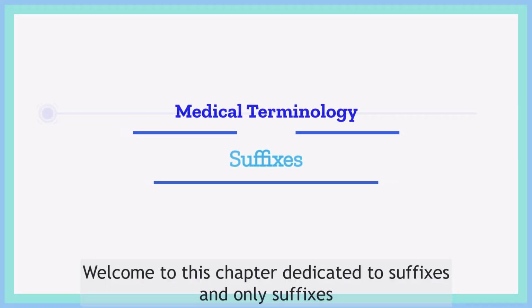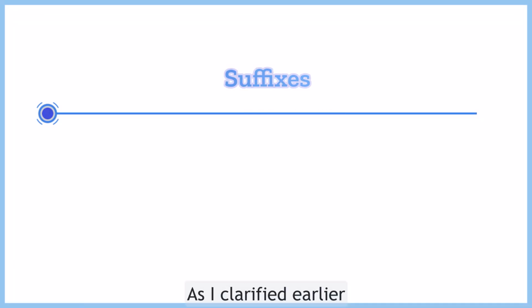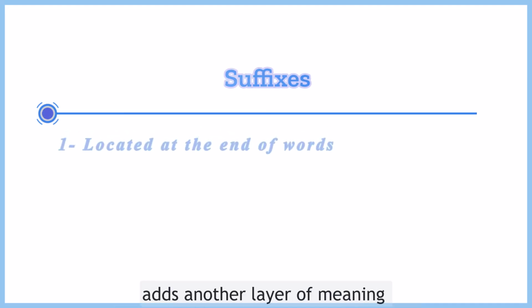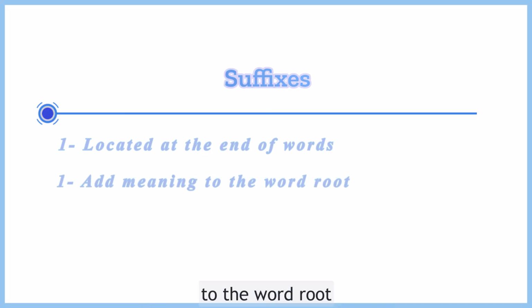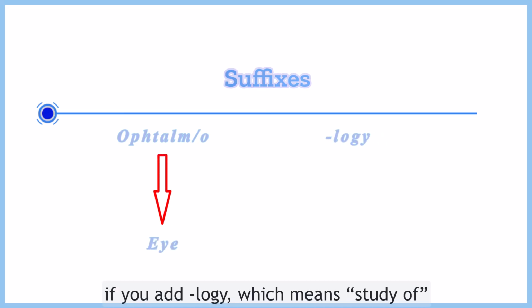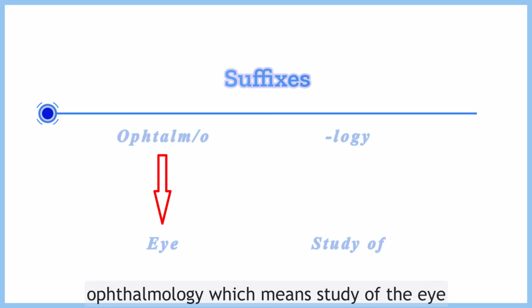Welcome to this chapter dedicated to suffixes and only suffixes. As I clarified earlier, a suffix on the end of a medical term adds another layer of meaning to the word root. It should be highlighted here that suffixes don't change meaning, but they add meaning instead. For example, ophthalm means eye. If you add logy, which means study of, the meaning of the whole medical term becomes ophthalmology, which means study of the eye.